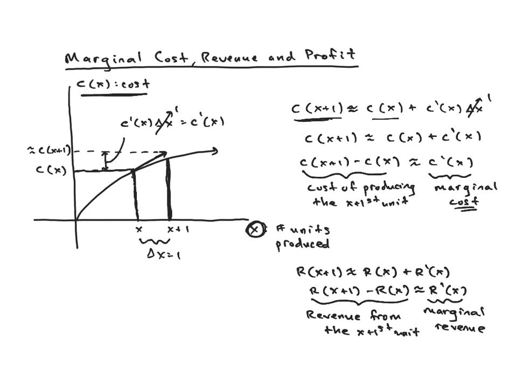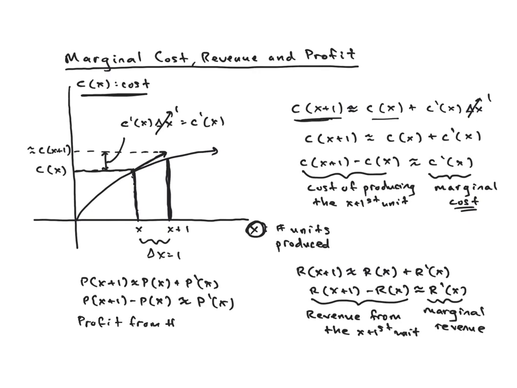Okay, and then we can do the similar thing for our profit function. We can say P of x plus 1 is approximately equal to P of x plus P prime of x. And so then P of x plus 1 minus P of x is approximately equal to P prime of x. This here is the profit from the x plus first unit. And this here is what we're going to call the marginal profit.